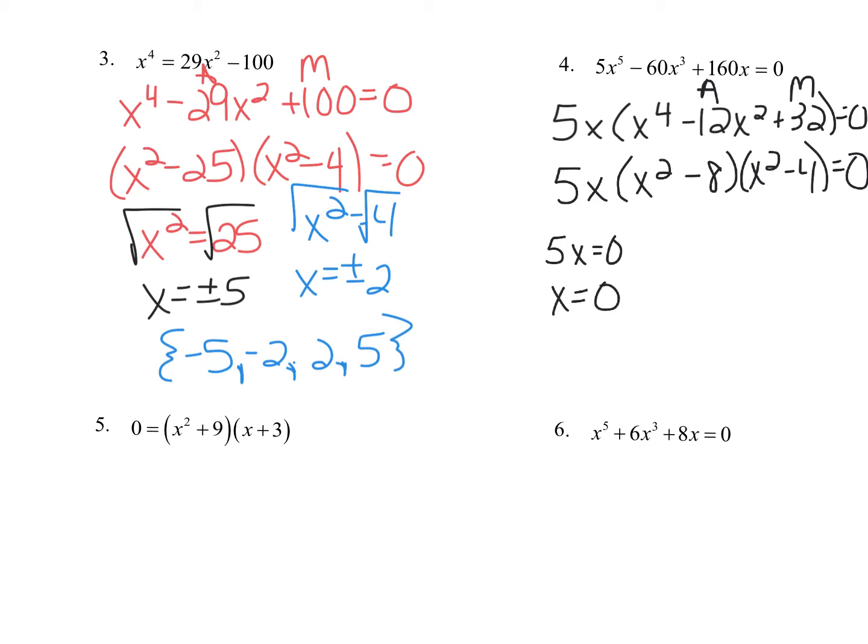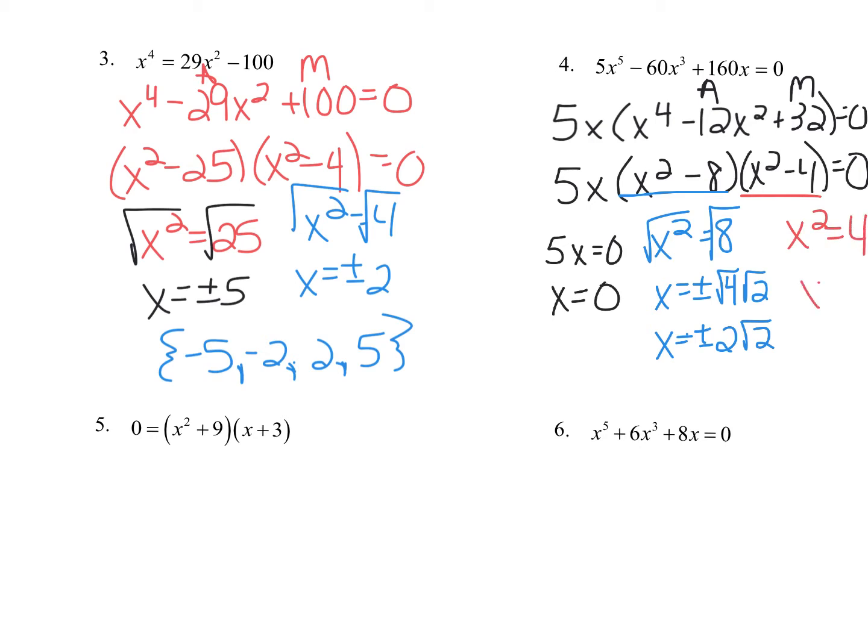Moving over to x squared minus 8, I have x squared equals 8. So when I take a square root here, if I simplify this, 8 is 4 times 2. So we're going to get plus or minus 2 radical 2. On the last piece, we get x squared equals 4. So x equals, when we take that square root, plus or minus 2. So long list of answers here. We have negative 2 square roots of 2, negative 2, 0, 2, and 2 square roots of 2.